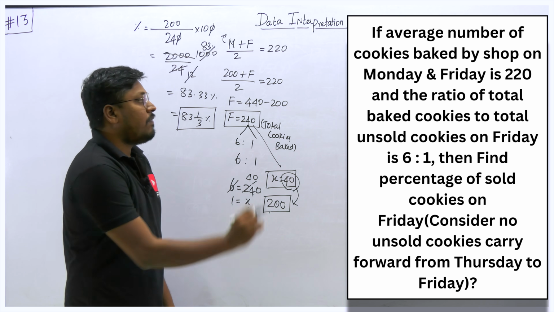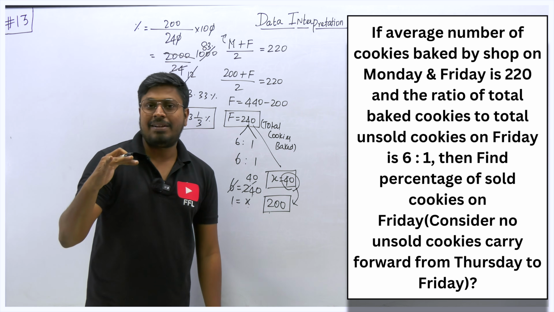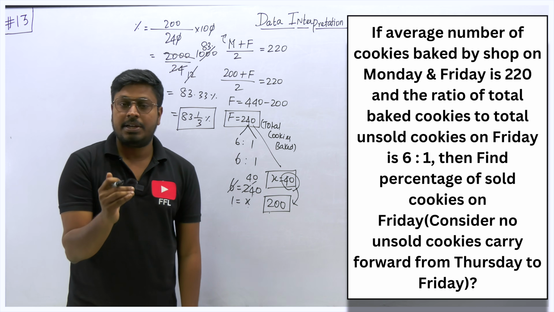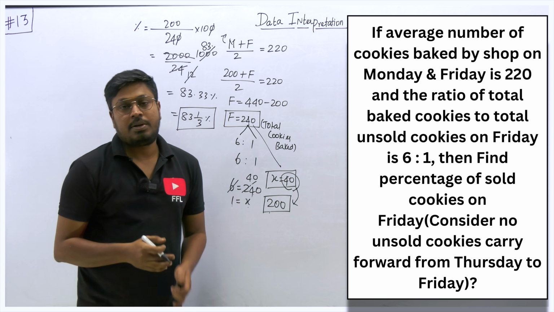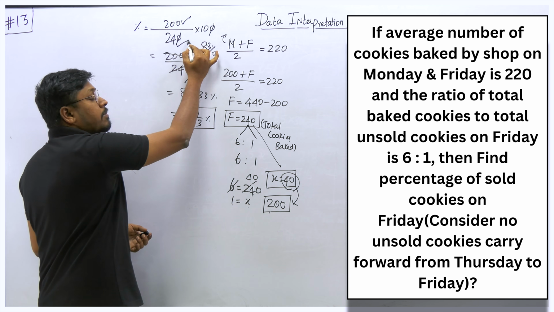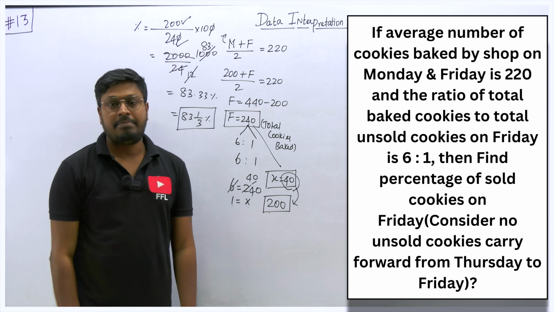So our target is to find the total percentage of sold cookies. The total number of cookies baked on Friday will come in the denominator. The total number of cookies sold will be in the numerator. So numerator 200, total cookies in the denominator, into 100. So the resultant will be 83 1/3 percent.